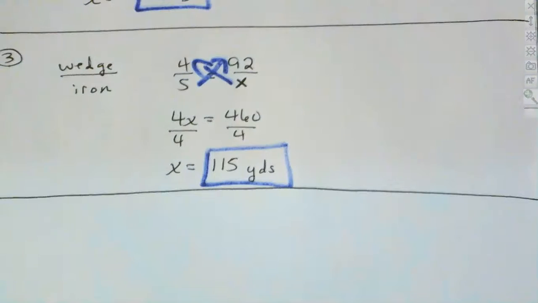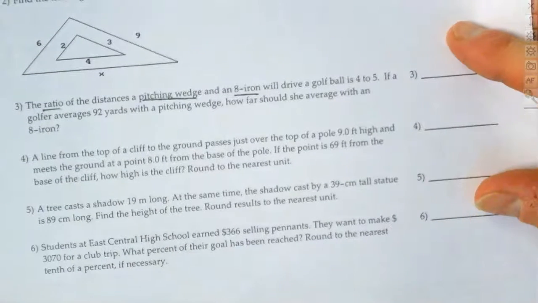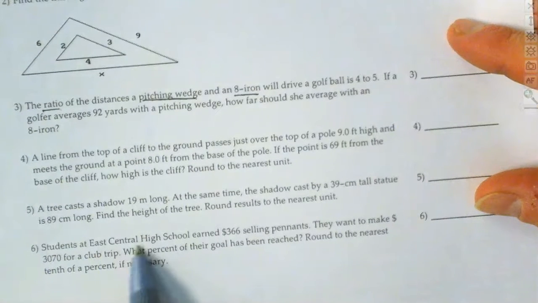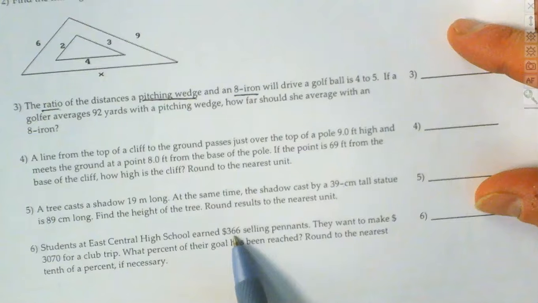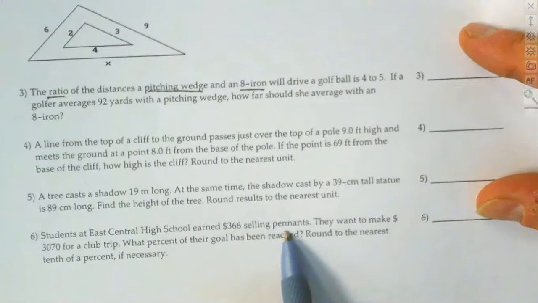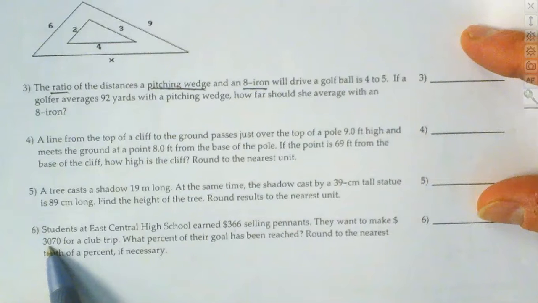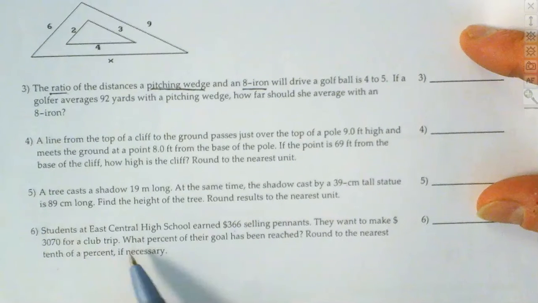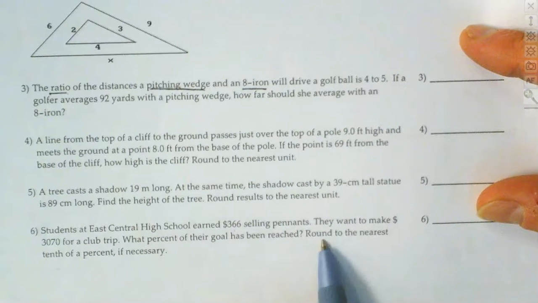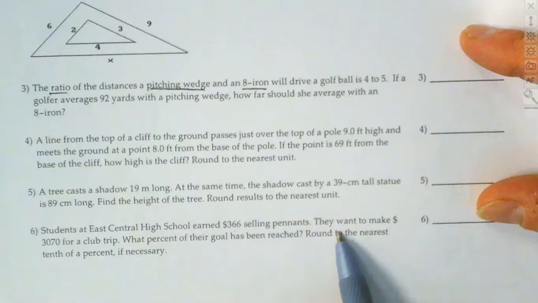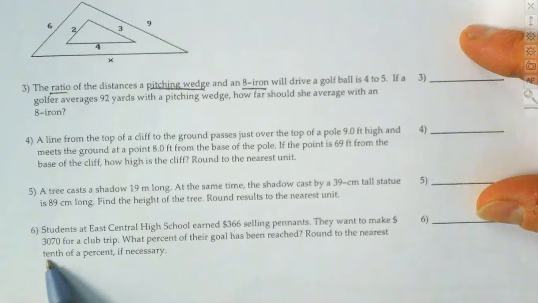Question 6. Okay, question 6 here. We're looking at the price of selling these school pennants. So students at East Central High earned $366 selling pennants. They want to make $3,070 for their club trip. What percent of the goal has been reached? And we want to round to the nearest 1/10 of a percent if necessary.